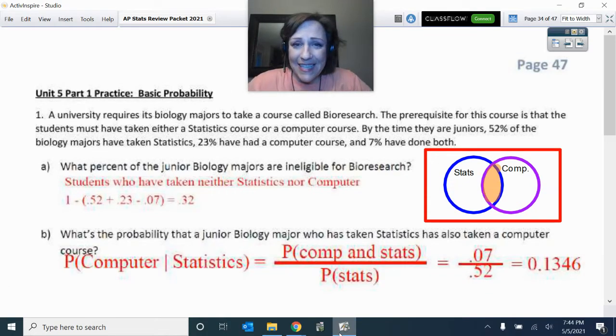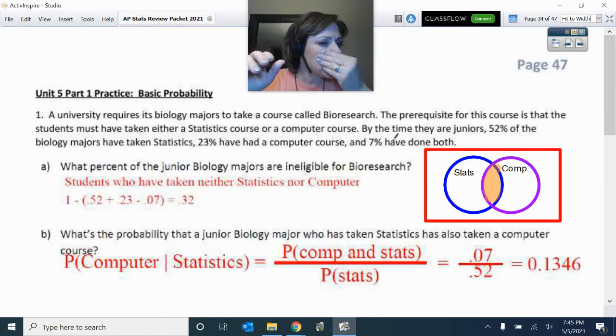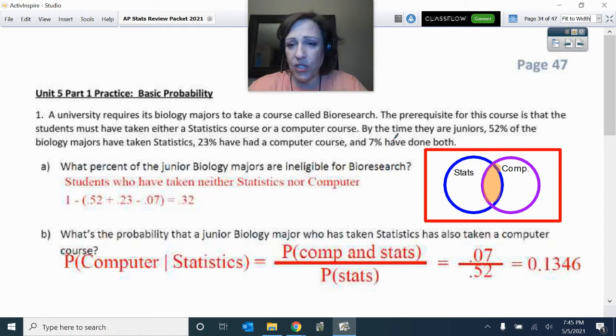All right, let's see how you did on your basic probability. So on this first problem, when I'm reading it, I can tell that I've got some things that happen, the statistics circle and then the computer circle, but I've got 7% who have done both. Okay, so when it says 52%, that's this total circle here is 52%. But again, you have that 7% in the middle that have done both. Okay, so you have to account for that.